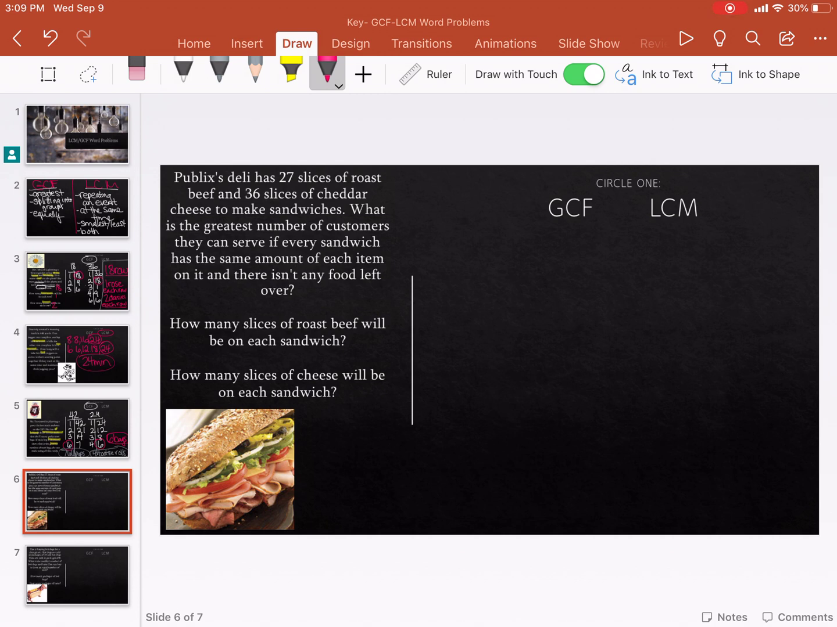Publix Deli has 24 slices of roast beef and 36 slices of cheddar cheese to make sandwiches. What is the greatest number of customers that they can serve so each sandwich has the same amount of each item on it and there isn't any left over? How many slices of roast beef? How many slices of cheese? Okay, isn't any left over, equal amount, GCF.